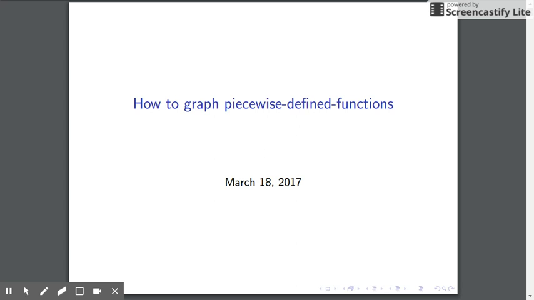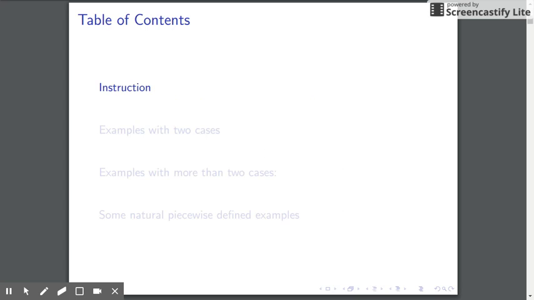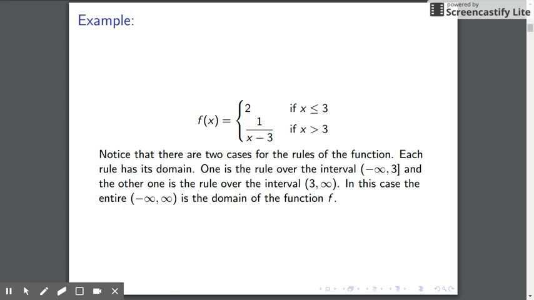How to graph piecewise defined functions, part one. This is where we're trying to graph a few piecewise defined functions with two cases. So this is the first example.